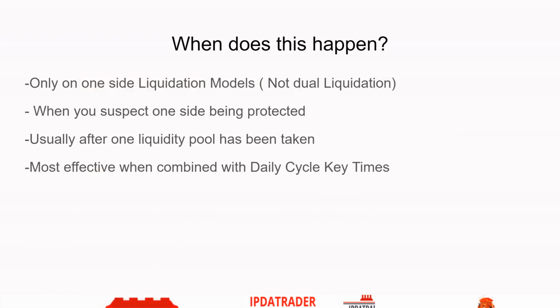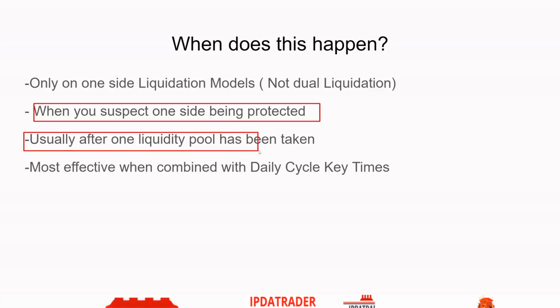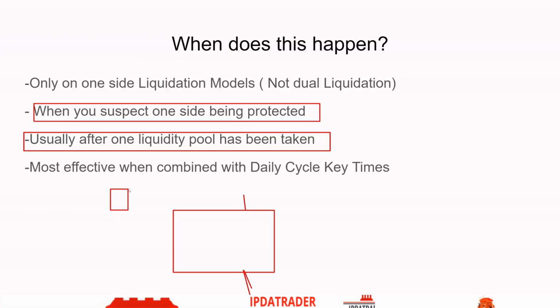So just to say, this only happens when you suspect one side being protected, whether that is the low or the high. You have to look at your structure, and it usually happens after one liquidity pool has been taken, which is essentially what I've just explained. You will see that midline test after the Asian high or low has been taken. Let's say the Asian low gets taken and you suspect that the Asian high is going to be protected because once again, it's pressed against structure over here.